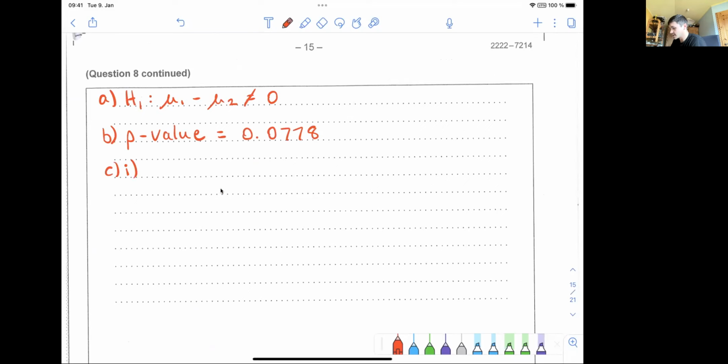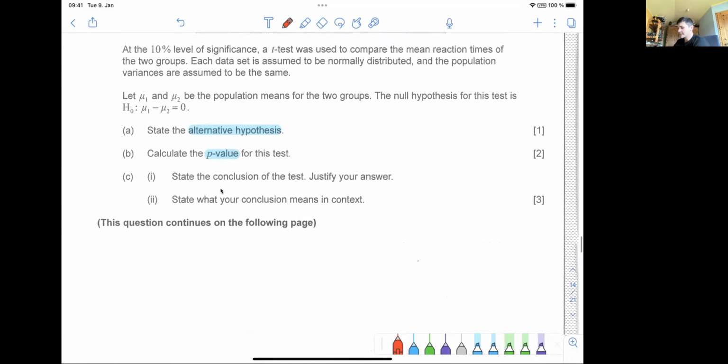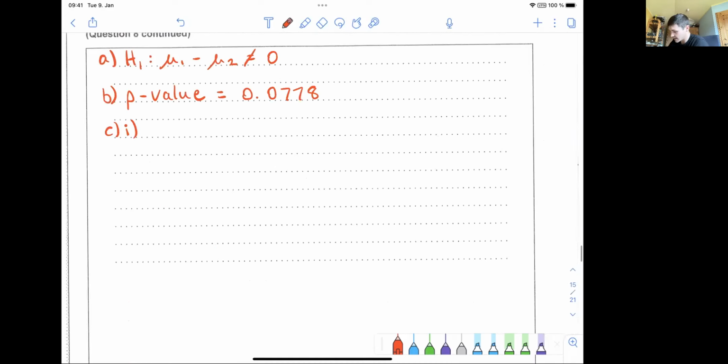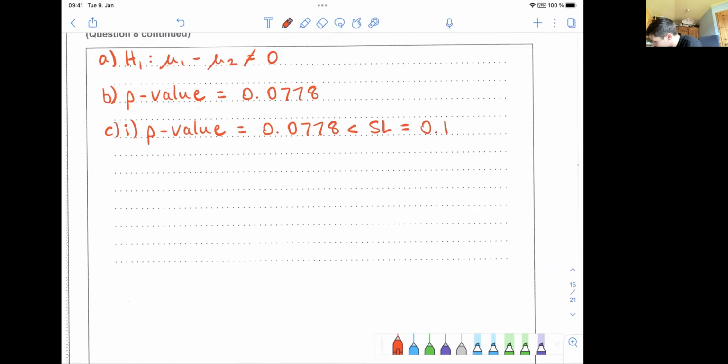And there's two parts to this. So we've got part one. State the conclusion of the test and justify your answer. So the way we're going to state the conclusion here, we're going to say our p-value of 0.0778 is less than our significance level, which I'm just going to write as SL, which is equal to 0.1, or 0.10 if you want to write it as 10%, but 0.1 would be fine.